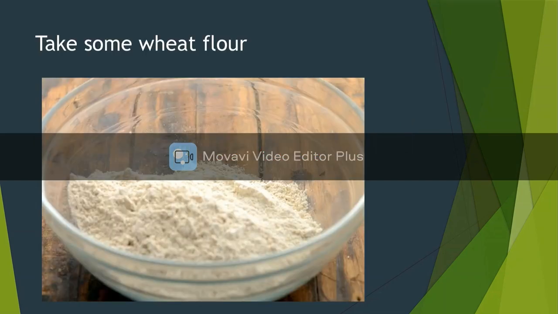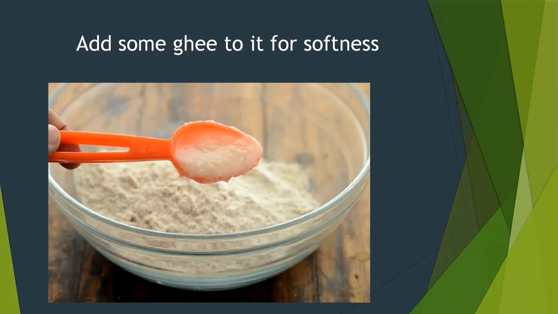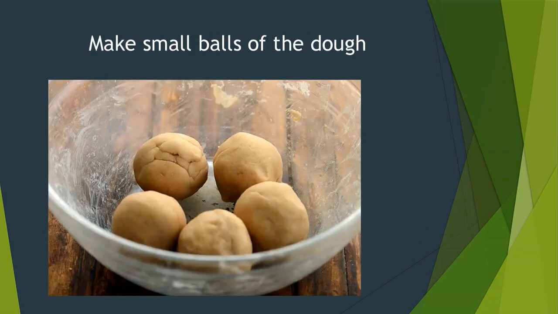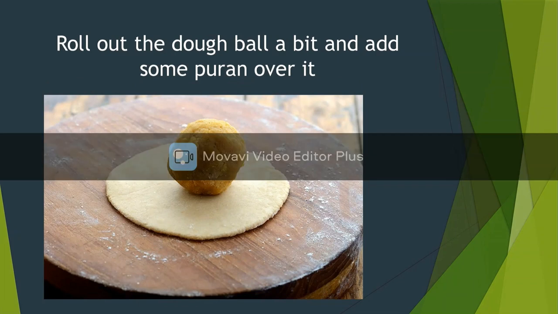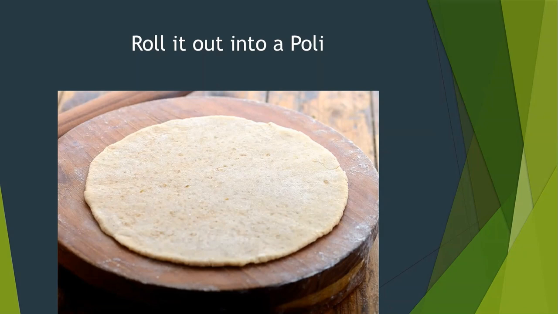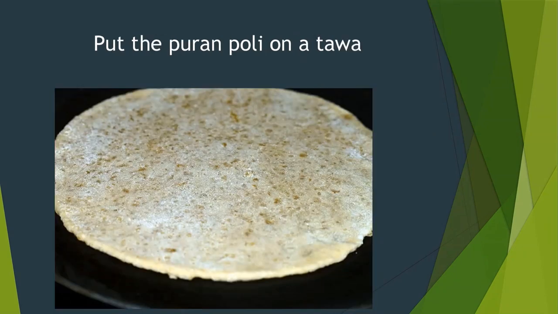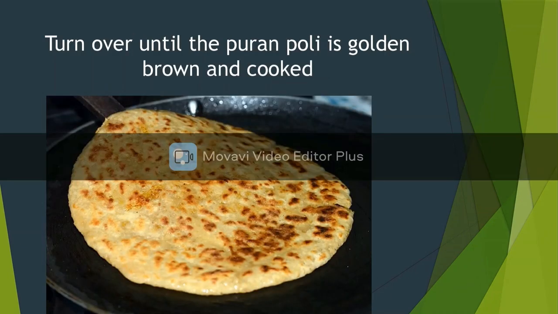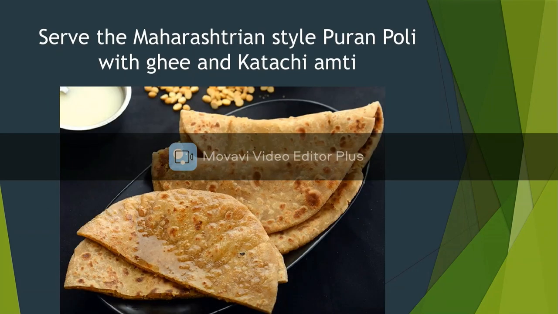Take some wheat flour. Add some ghee to it for softness. Knead into a soft dough with enough water. Make small balls of the dough. Roll out the dough ball a bit and add some puran over it. Fold over the ends and gently press. Roll it out into a poli. Put the puran poli on a tawa. Then apply some ghee while roasting. Turn it over until the puran poli is golden brown and cooked. Serve the Maharashtrian style puran poli with ghee and katachi amti.